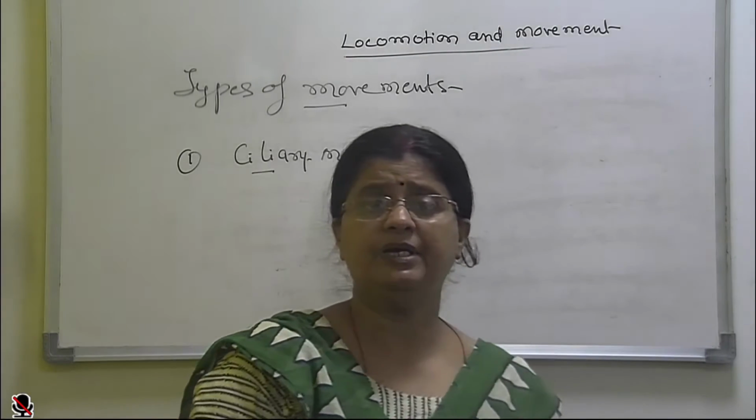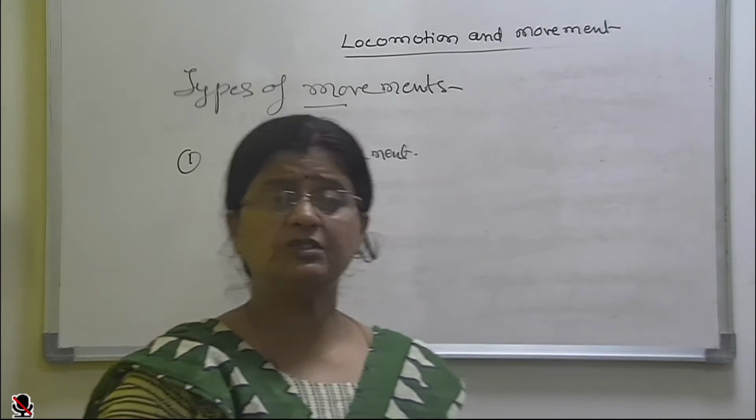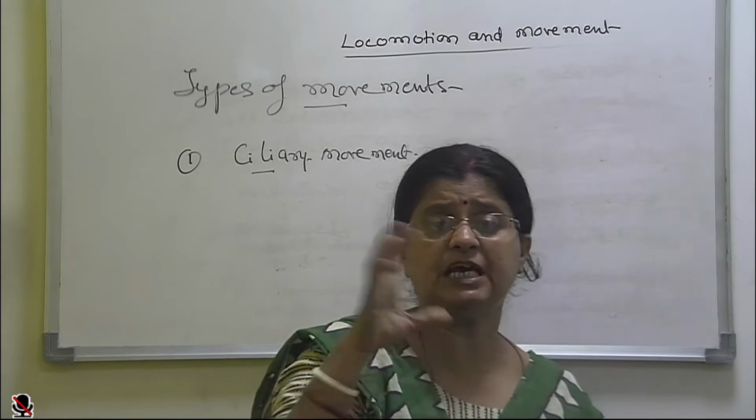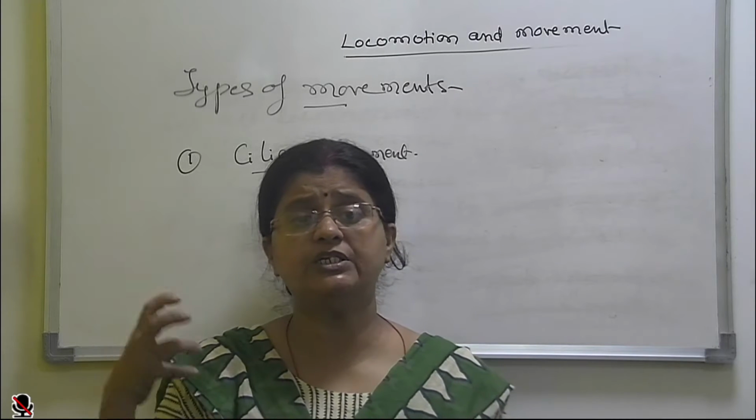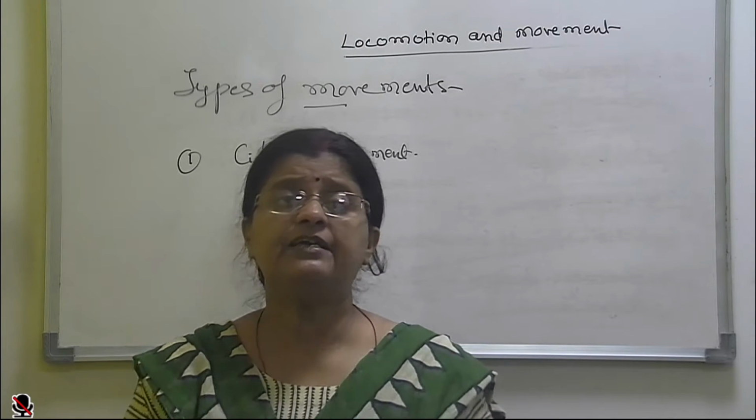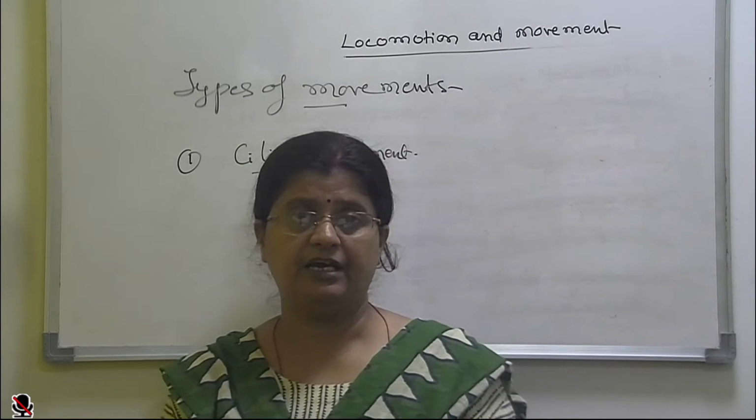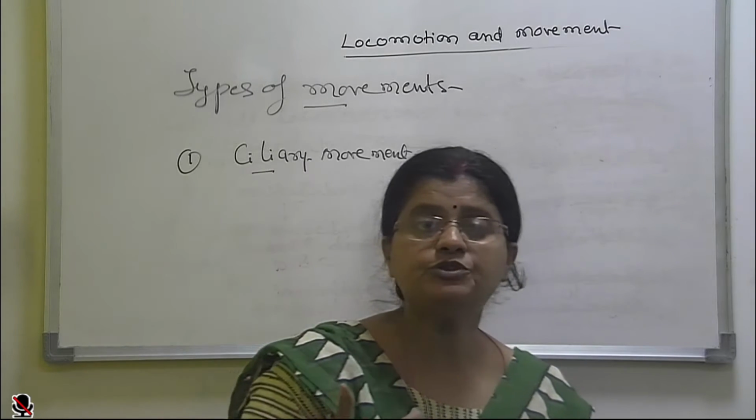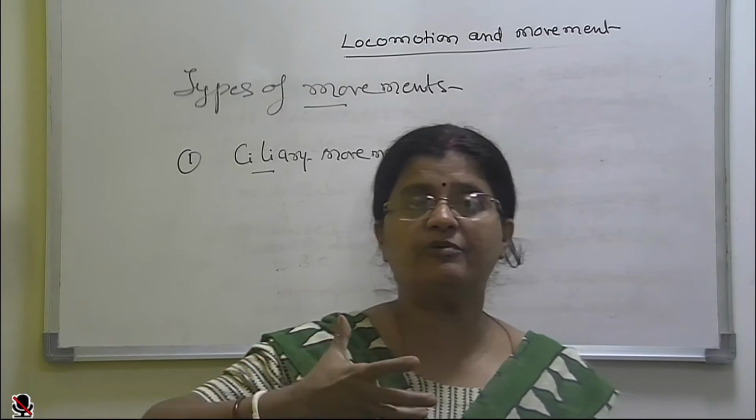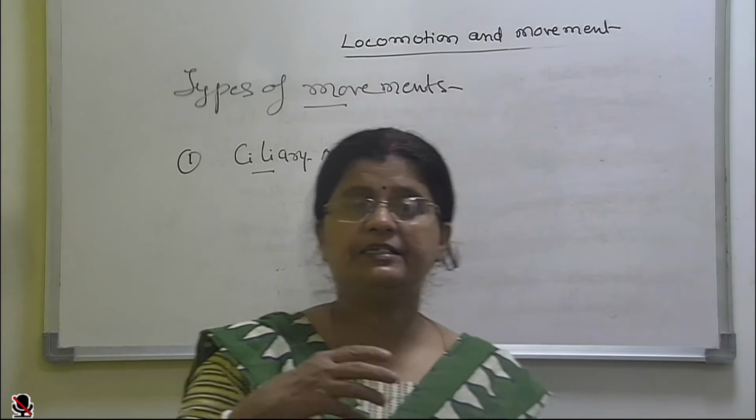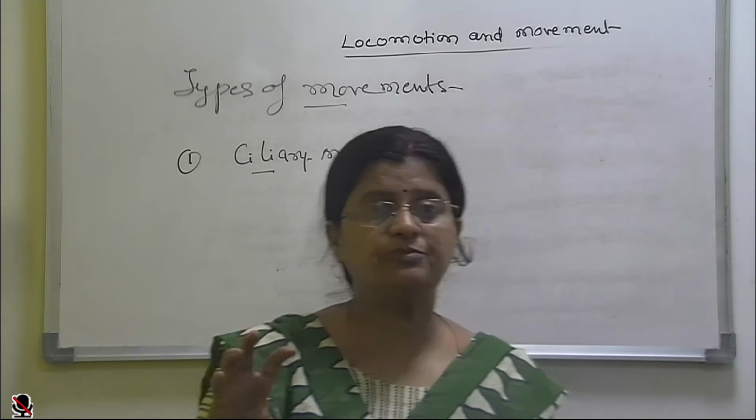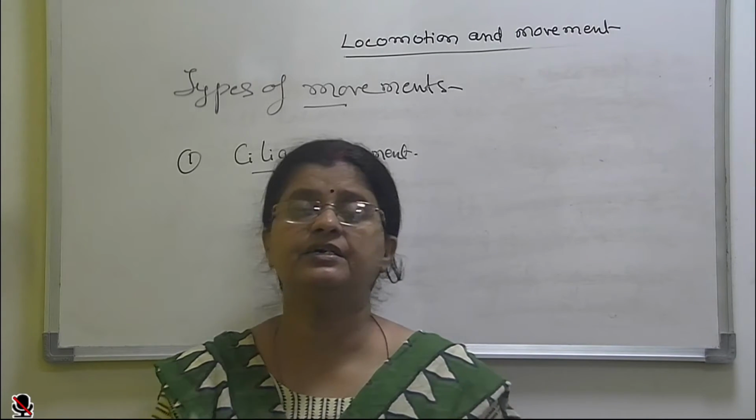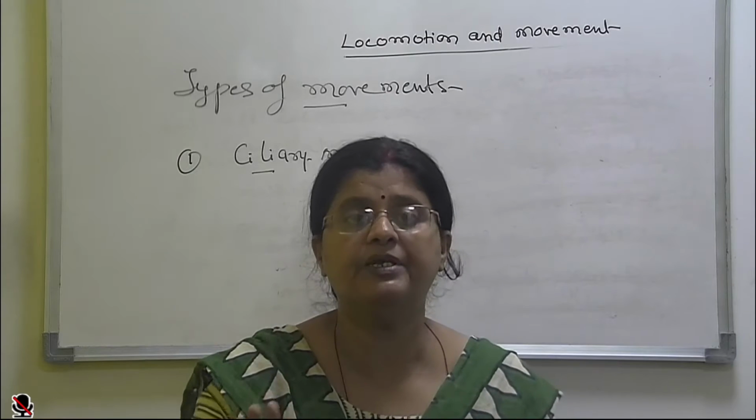This ciliary movement actually occurs in the tubular organs. There are tubular organs which are lined by the ciliated epithelium, and they show very coordinated movement of the cilia, right? Like you take the example of your trachea. This trachea is lined by ciliated epithelium, and this helps to take out the debris, dust or foreign particles, whatever is inhaled, they are trapped by the mucus of this mucosa, and then they are thrown outside with the help of this ciliary movement, right?